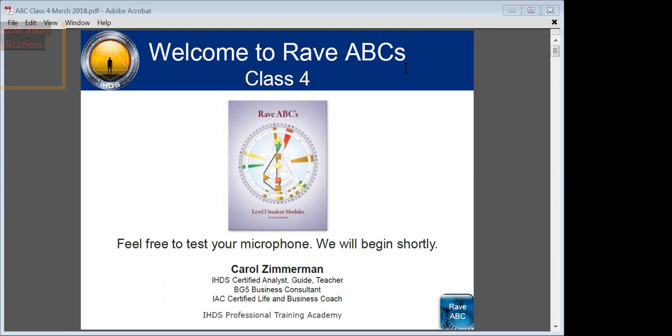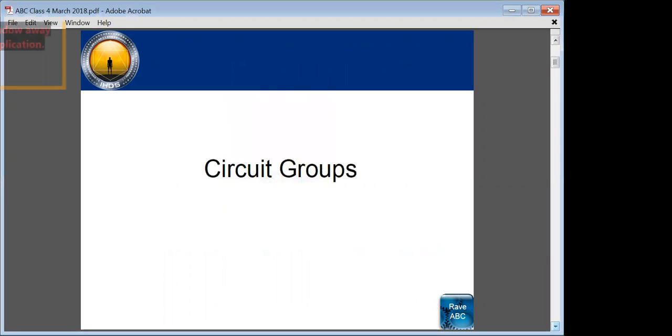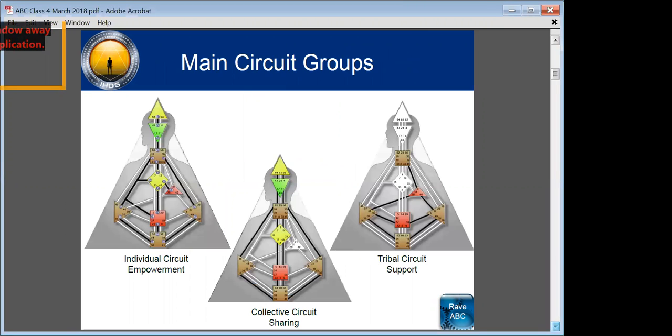And so we're going to continue our journey looking at the different mechanics in the body graph. And today we're going to focus on introducing you to the circuit groups. In terms of human design, we have 3 circuit groups, and each of them has a theme. In other words, you're starting to see that there's an aspect of them.